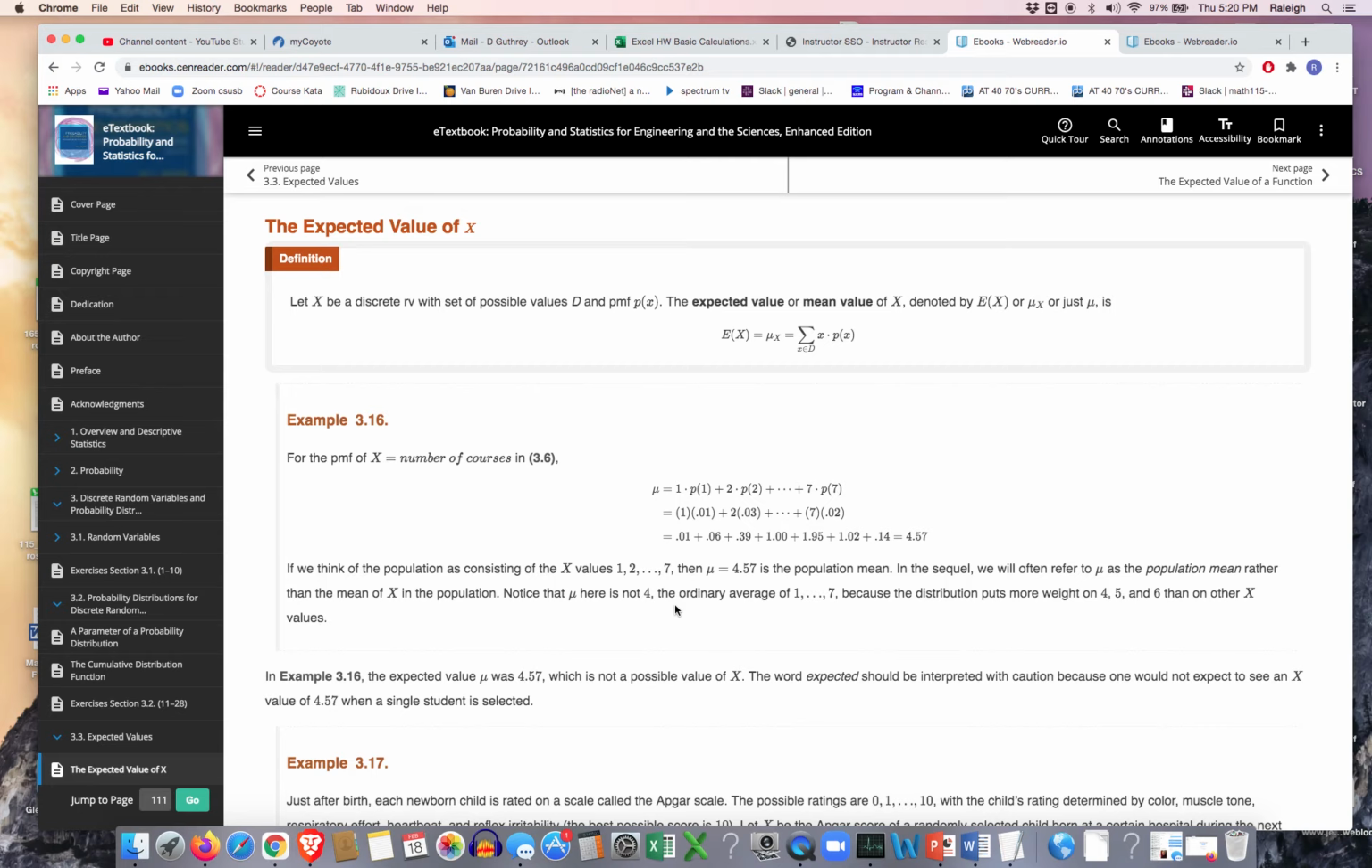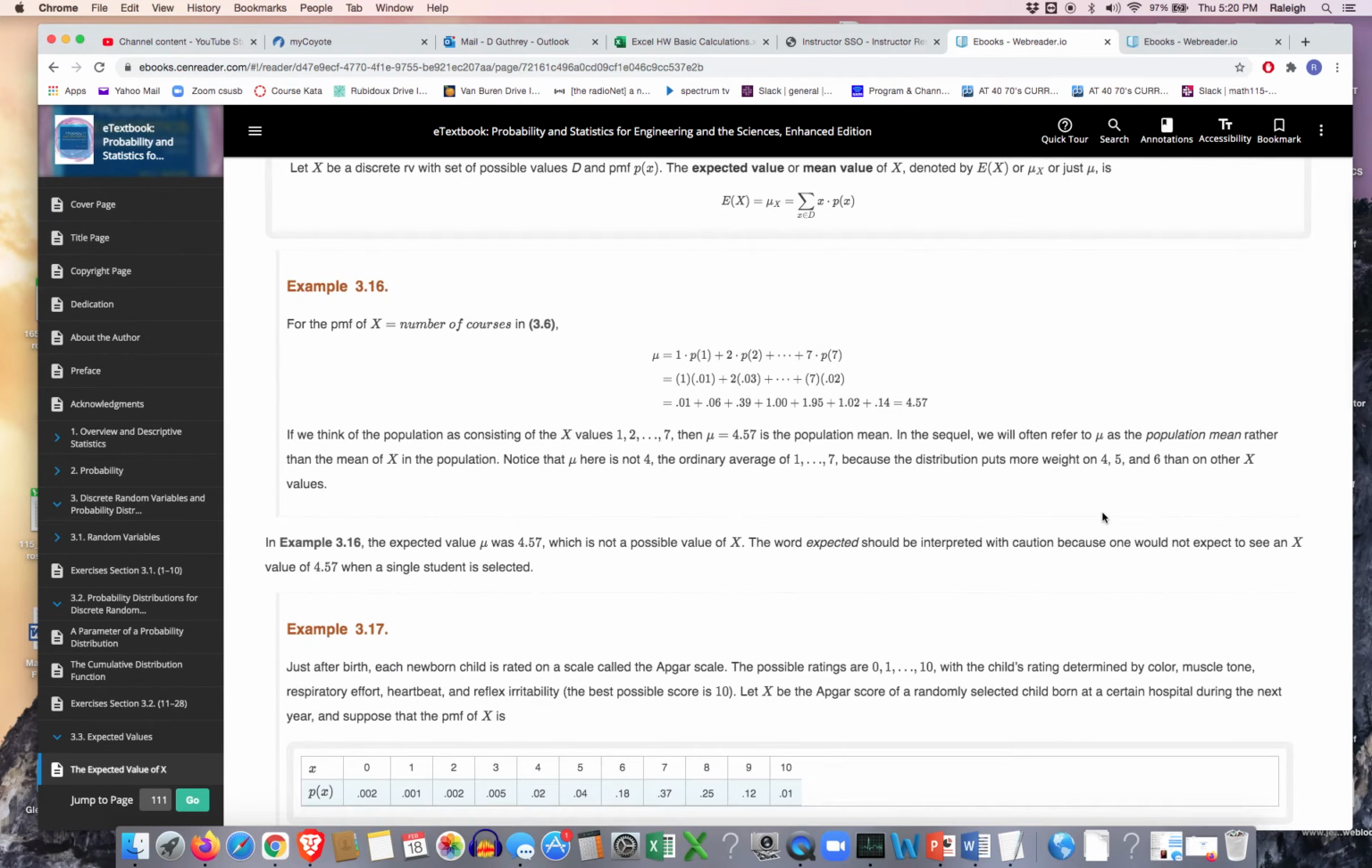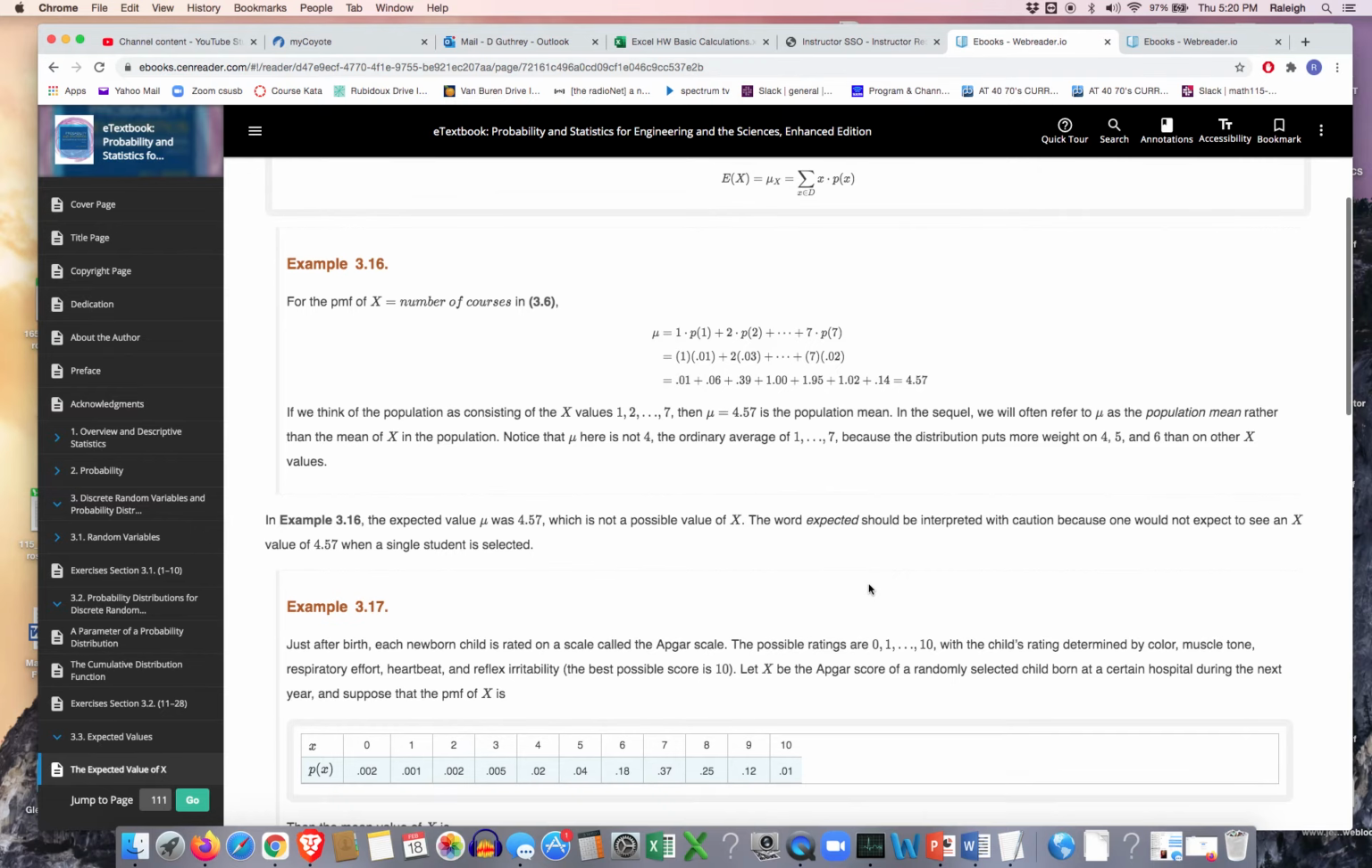And the mean is not 4, the ordinary average of 1 through 7, because the distribution puts more weight on 4, 5, and 6 than on the other x values. So can't see the chart from here, but if you recall, or I can turn back a page or so, the most common was 5 classes, 39%, and 6 had 17%. So there was more weight towards the end, not towards the beginning. So that's why it got skewed a little bit over to the other side.